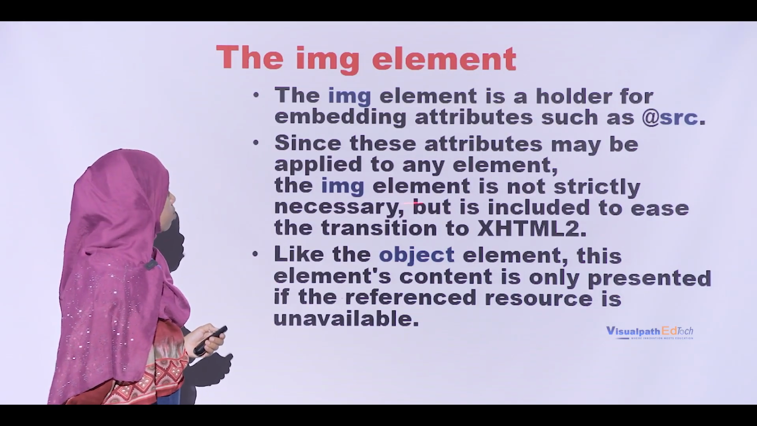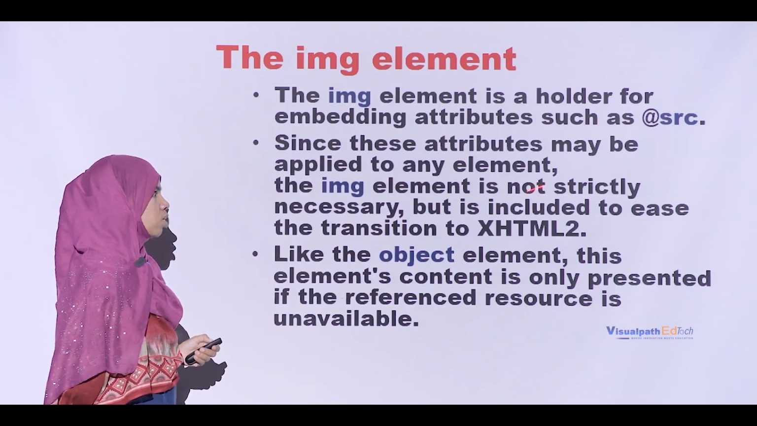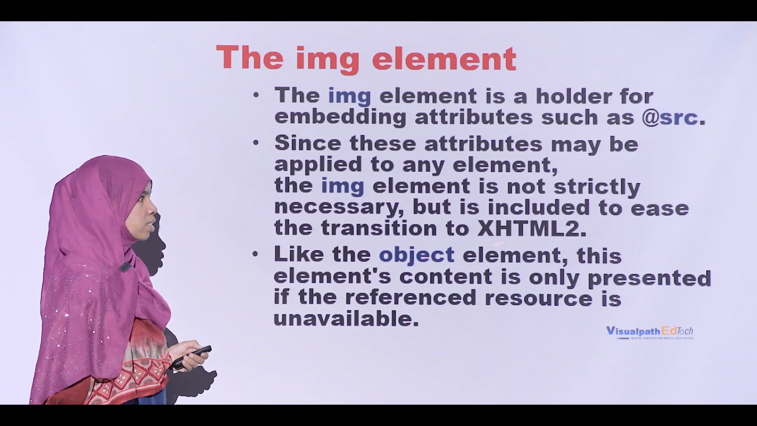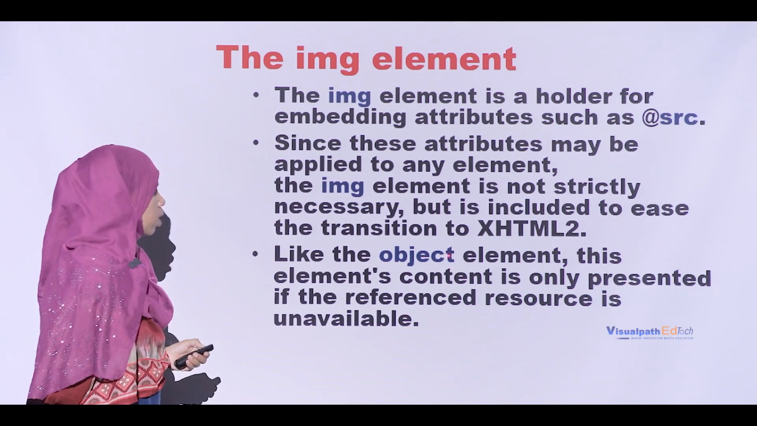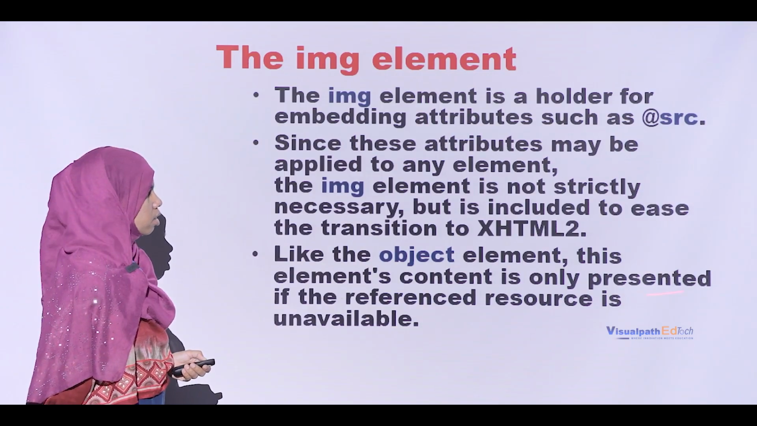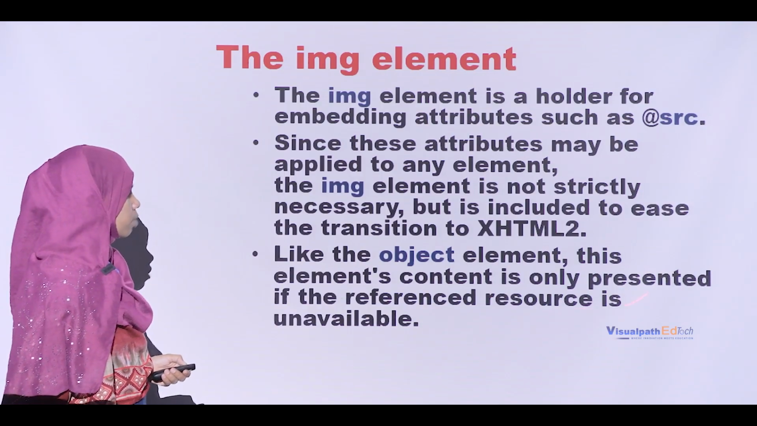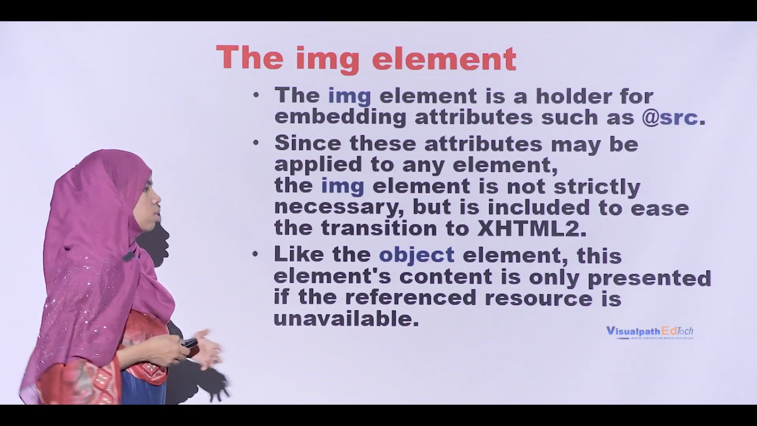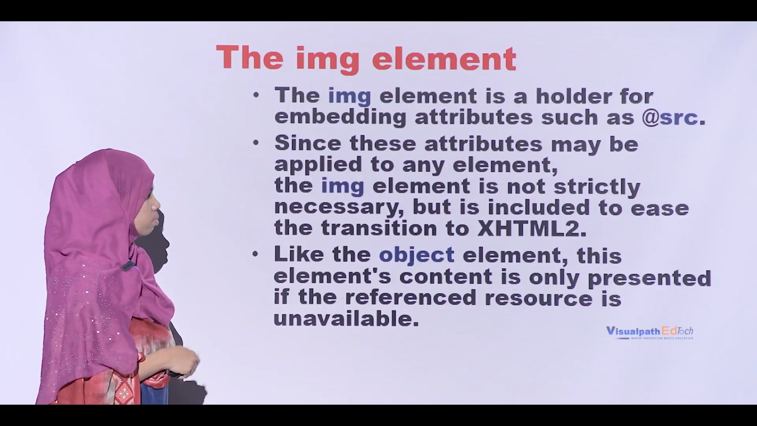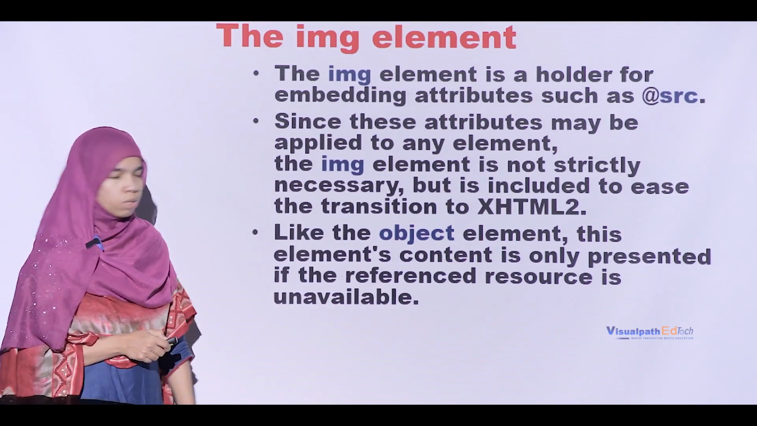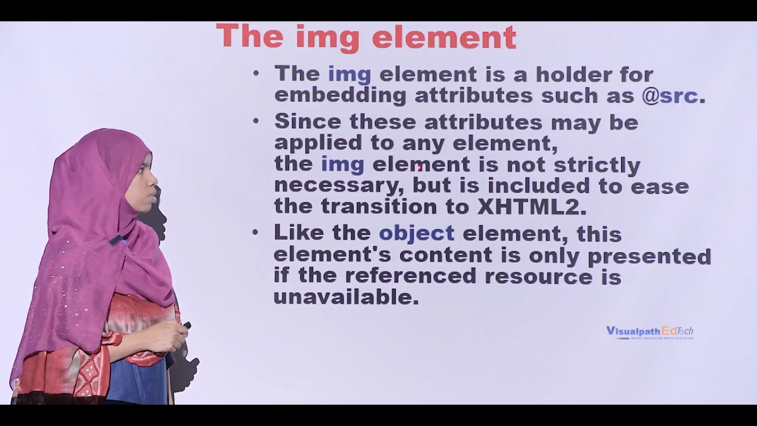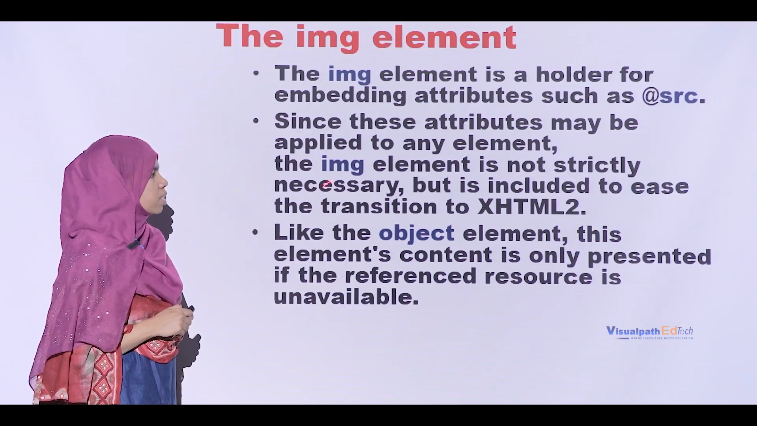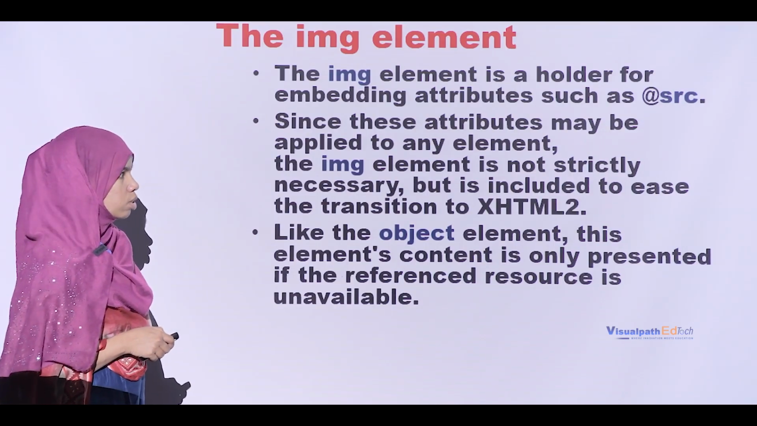Since these attributes may be applied to any of the elements, the image element is not strictly necessary, but it is included to ease the transition to XHTML version 2. Like the object element, this element's content is only presented if the referenceable source is unavailable. The object element we are not using as much in the versions of XHTML. The image element we will be using so far, with the source as an attribute of it. But this is not included in XHTML version 2.